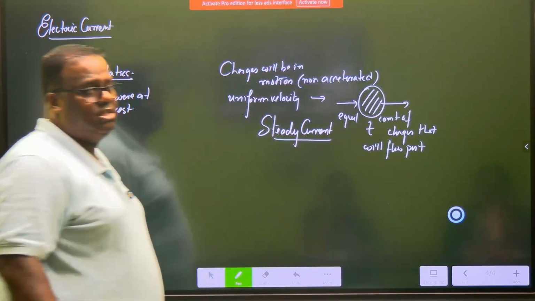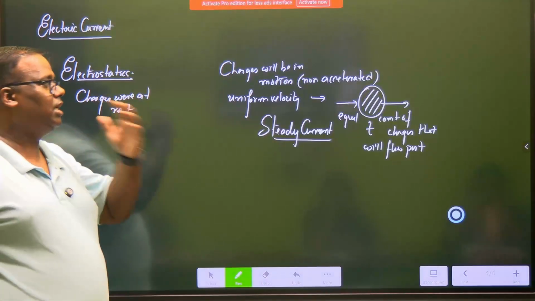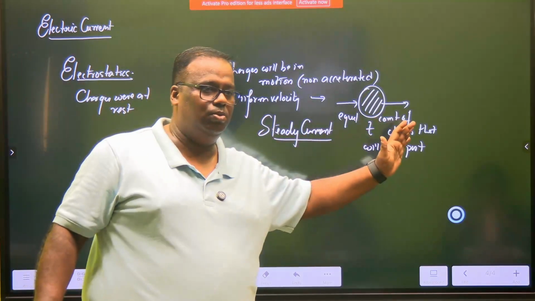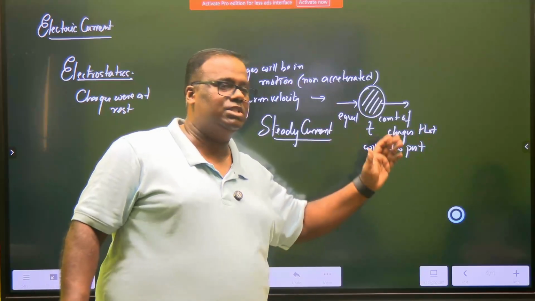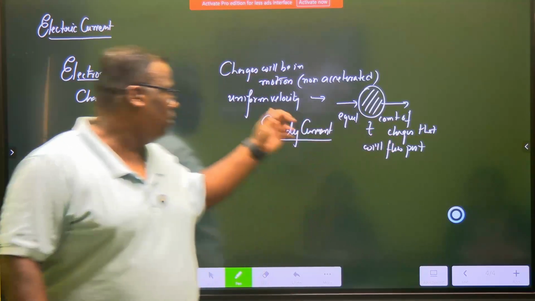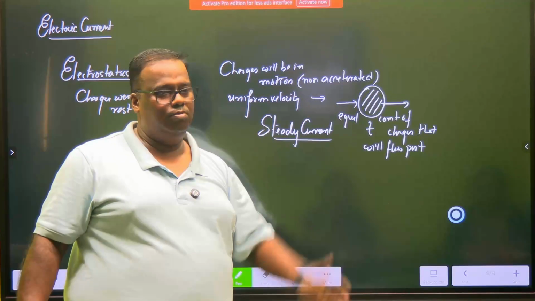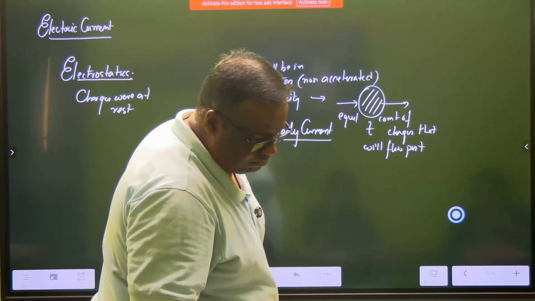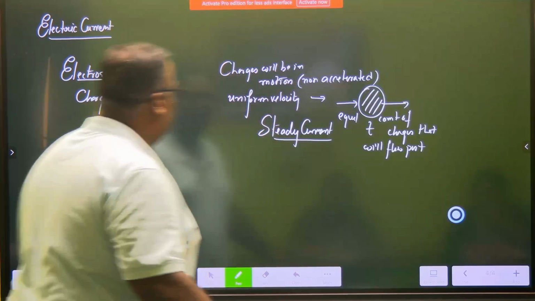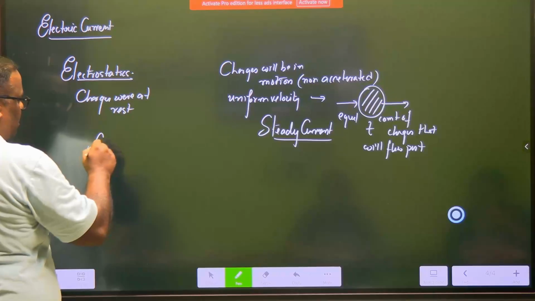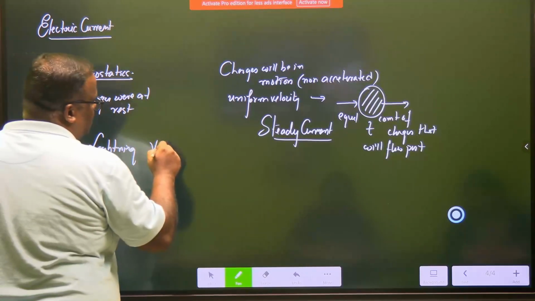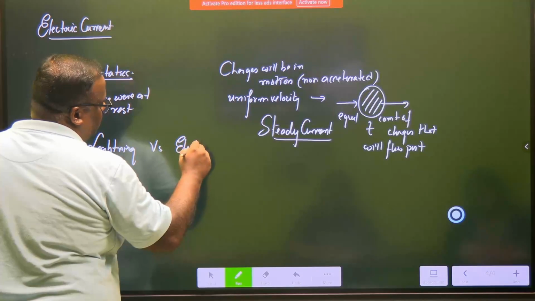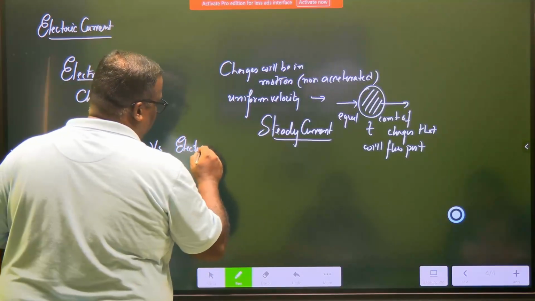Steady current means that in 1 second, if say 5 coulombs are passing through, in the next 1 second also 5 coulombs will pass through, in the next 1 second also 5 coulombs will pass through, because it is moving with a uniform velocity. So a very nice analogy that they draw up is lightning versus electric current.